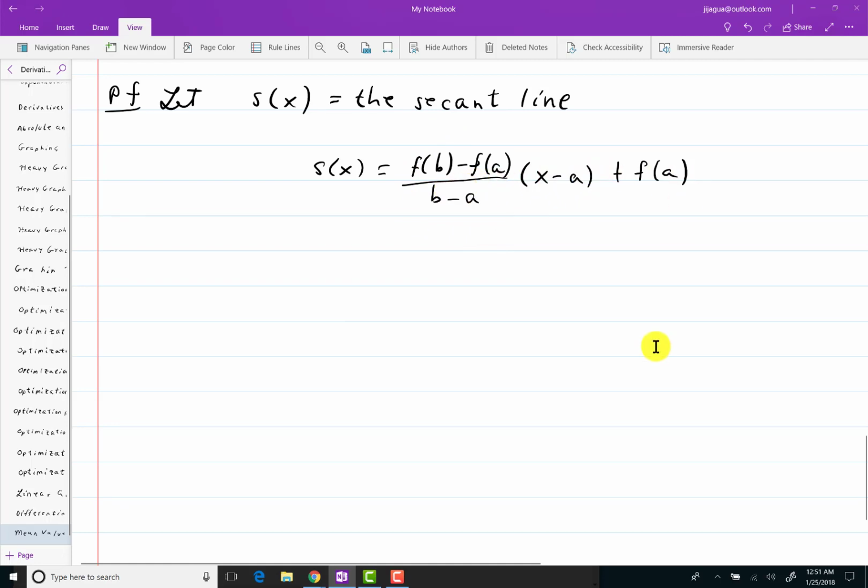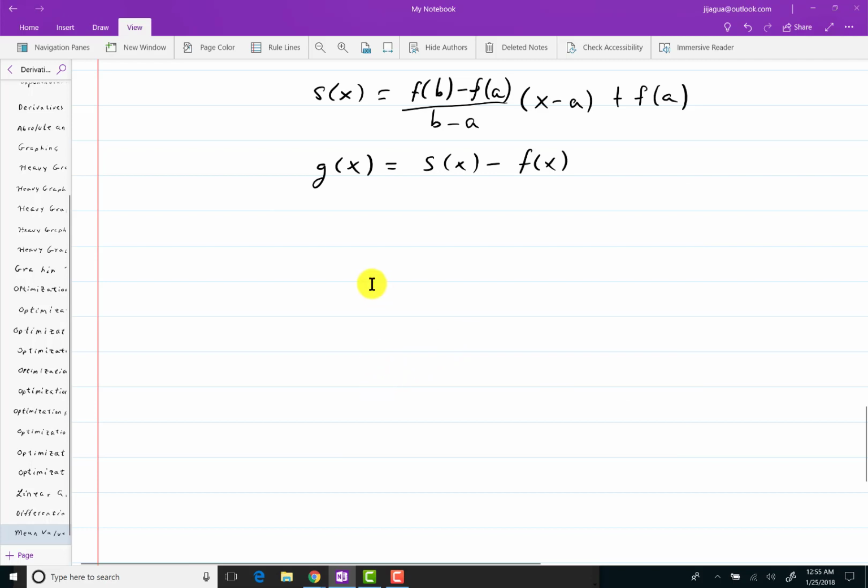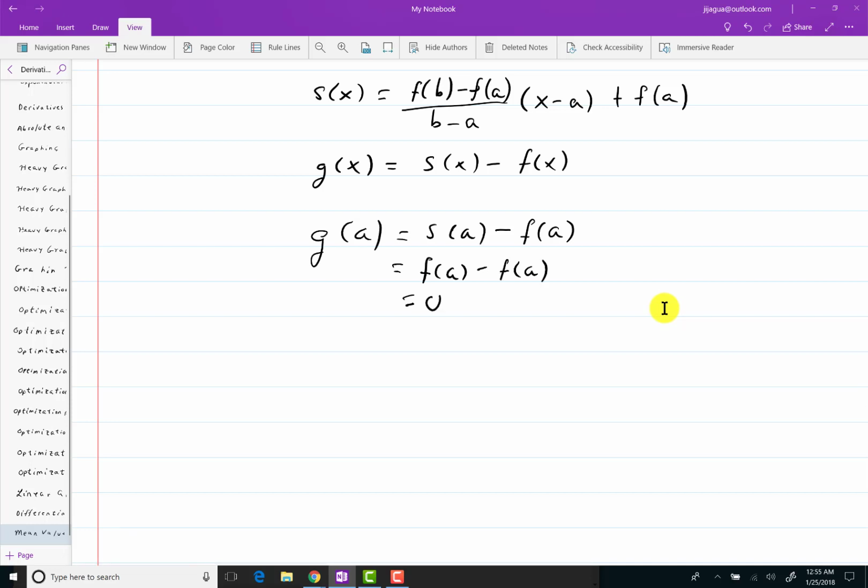I am going to set g of x equal to s of x minus f of x. Okay, now let me plug in the endpoints for g. G of a equals s of a minus f of a. So let's plug in a into the formula for s. If I replace x with a, I will get a minus a here, and this whole part will be 0, and I'll be left with f of a. So I'll get f of a minus f of a, which will equal 0.